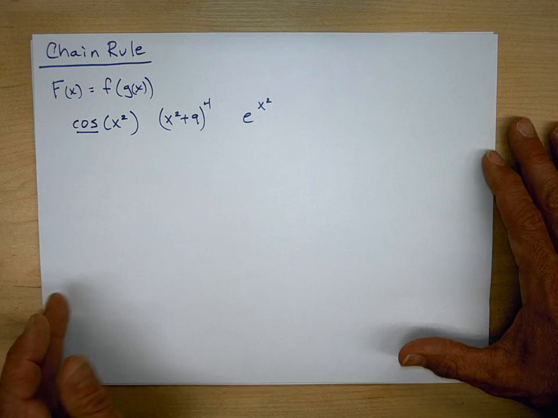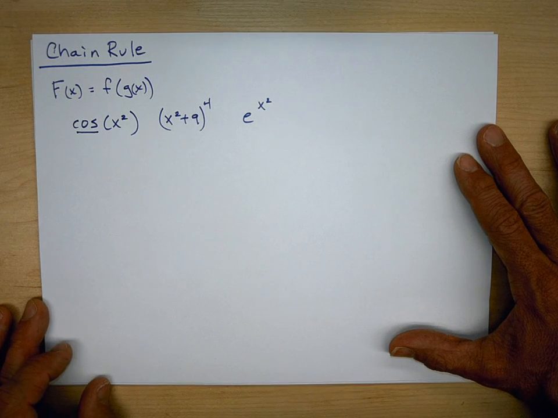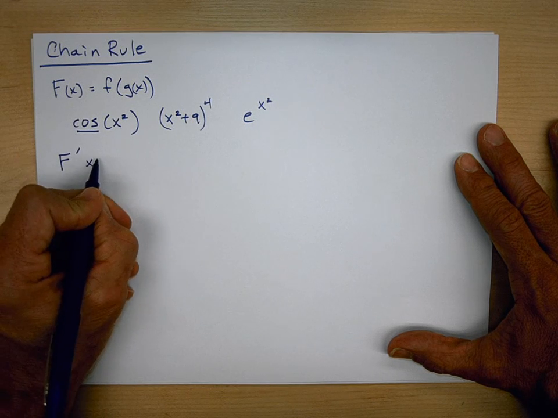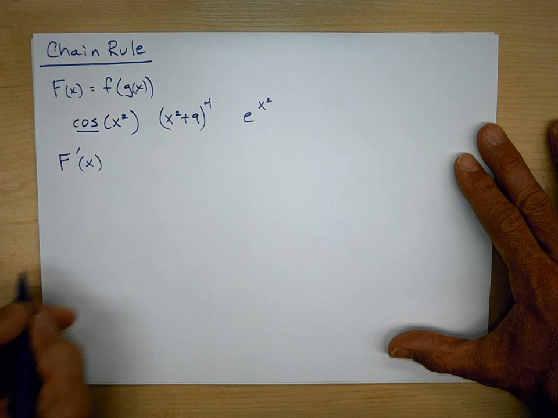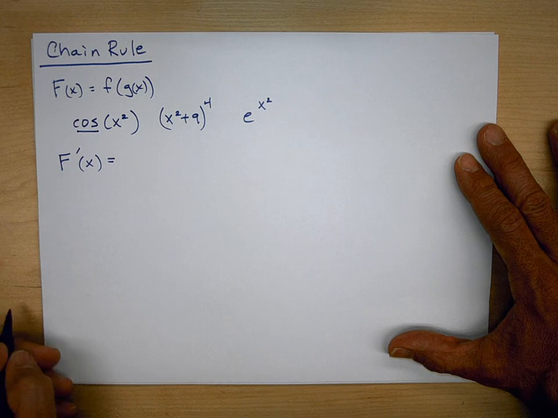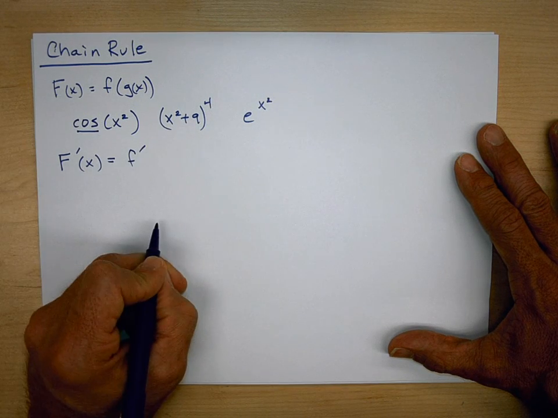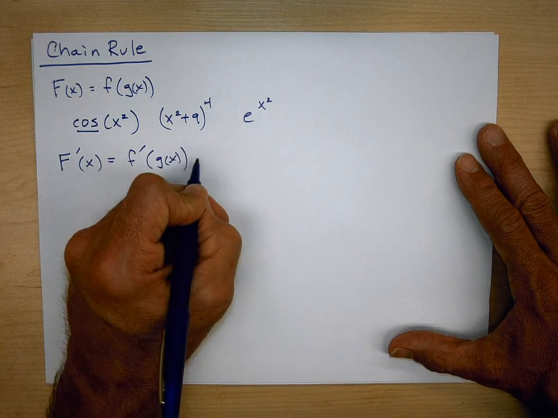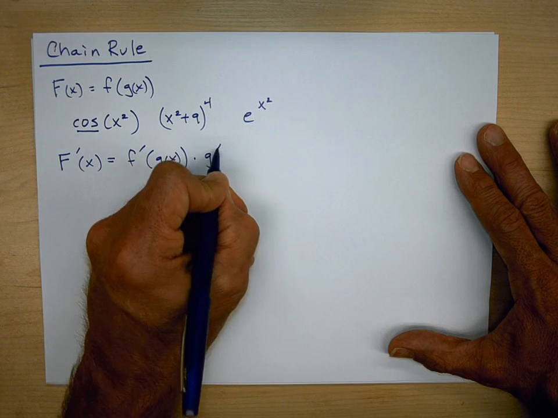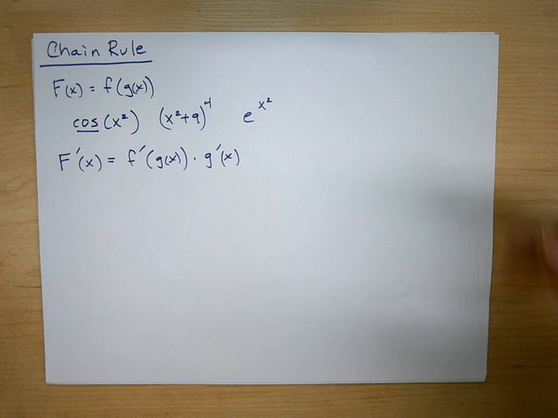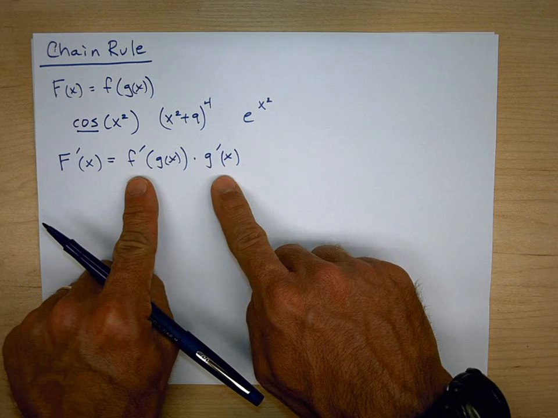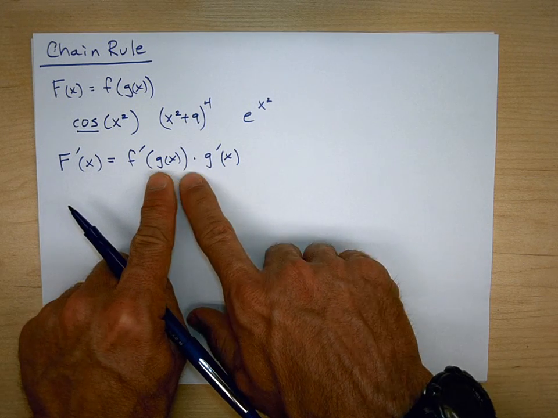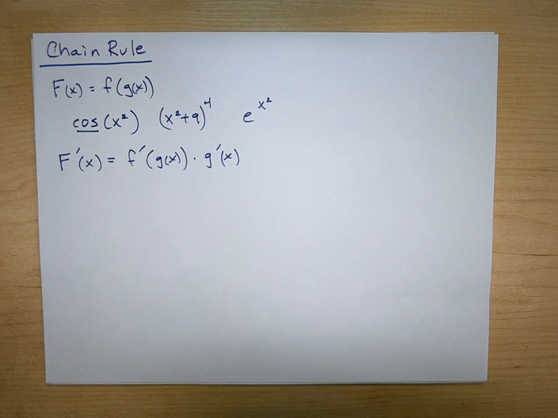So these are examples of compositions, and what the chain rule states, I'll just give the statement first and then give an example that maybe helps us to make sense of what the chain rule means. So we take the derivative of the outside function evaluated at the inside function times the derivative of the inside function. All right, so you can see we have two rates of change going on here. We have the rate of change of f at g of x times the rate of change of g of x.